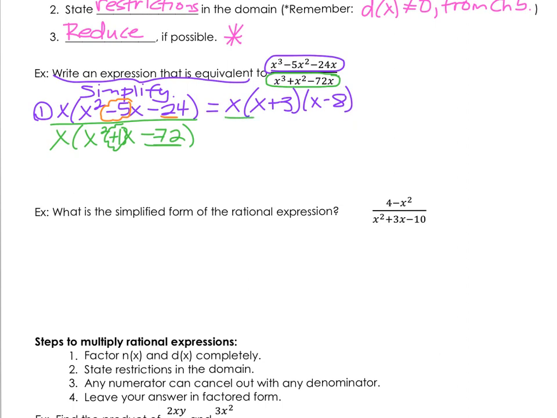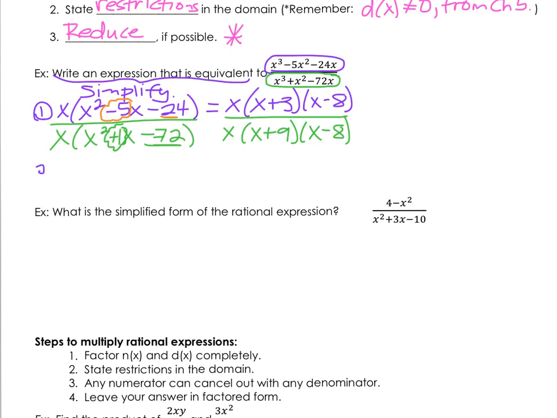So then this is going to be divided by, again, we have that x out in front, x plus 9 times x minus 8. That's the factored form for the denominator. And that's all you do in step 1. We don't do anything else in that step.